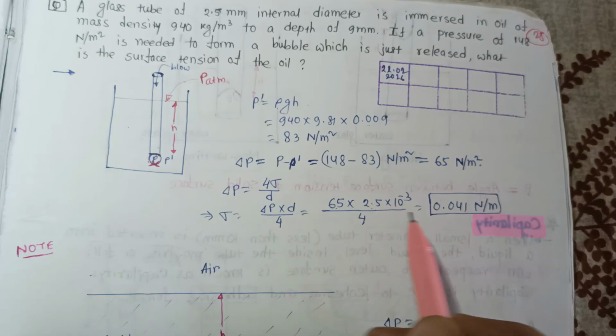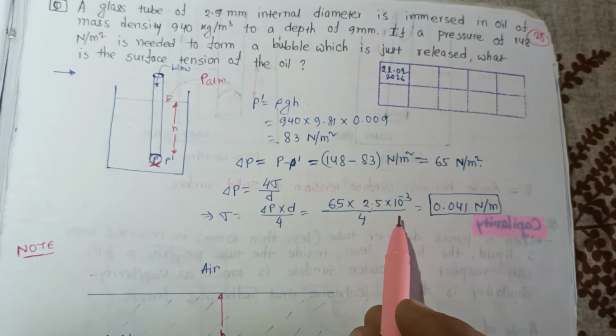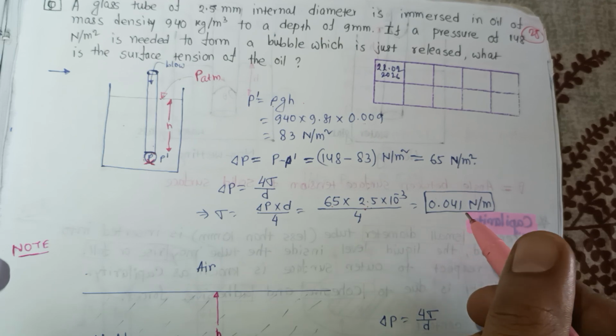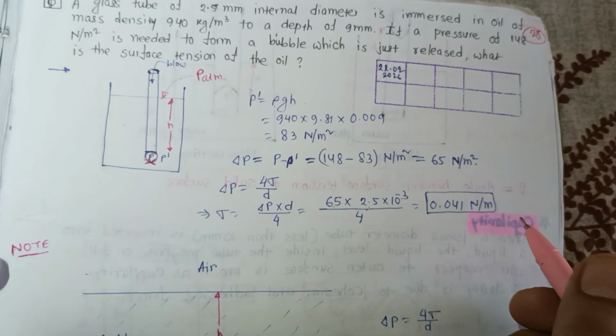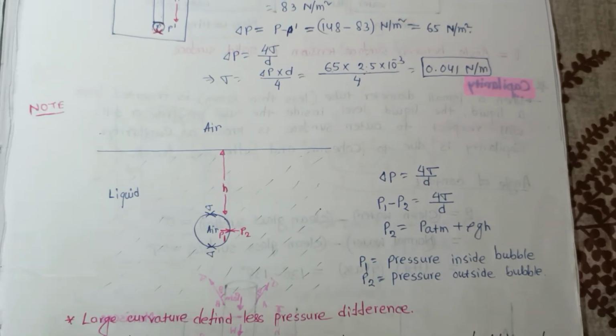Delta P and d are given in the question. So d is 2.5 mm, that is 2.5 into 10 to the minus 3, divided by 4. So this is equal to 0.041 Newton per meter. Okay, so now remember this data here.